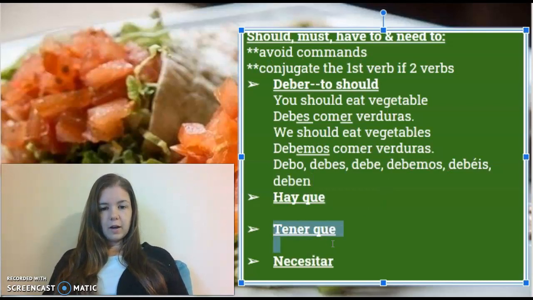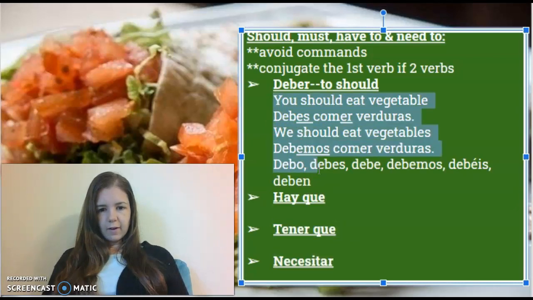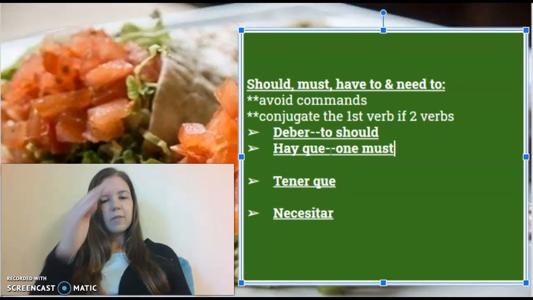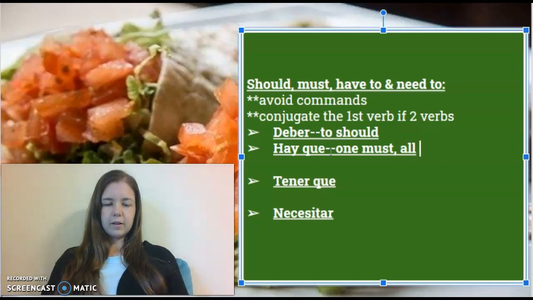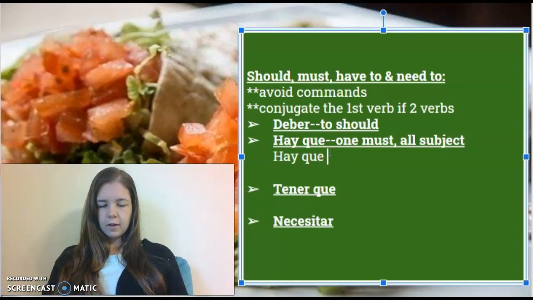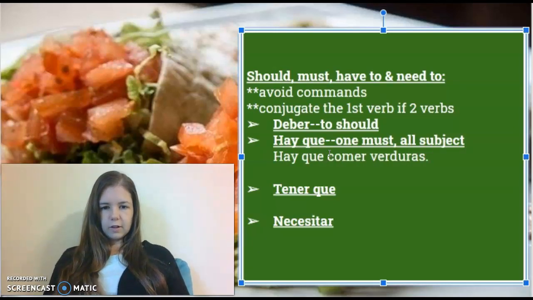The verbs tener and necesitar are the same thing; you can conjugate them in any of these forms. Now, the phrase hay que means one must. The thing about this phrase is it goes with any subject. Just like the word hay, there is or there are, I cannot change that word to go with other subjects. So if I said one must eat vegetables, I'd have hay que comer verduras. Since this word hay is technically a verb already conjugated, I don't conjugate comer later on.